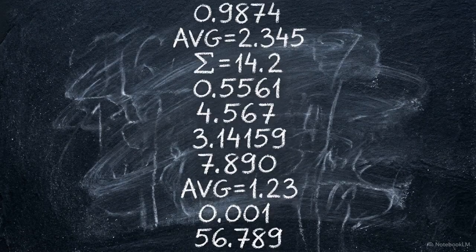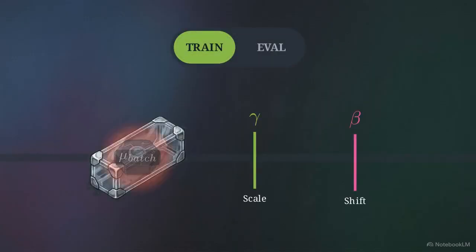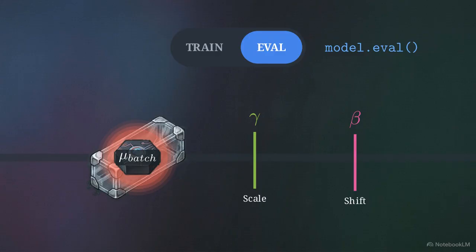To solve this, BatchNorm runs a hidden background process during training. While calculating live batch statistics, it simultaneously compiles an exponential moving average of the mean and variance across the entire training phase. When deploying the model, the engineer must trigger an architectural shift in the code, often by calling model.eval. This swaps the model from training mode into testing mode.